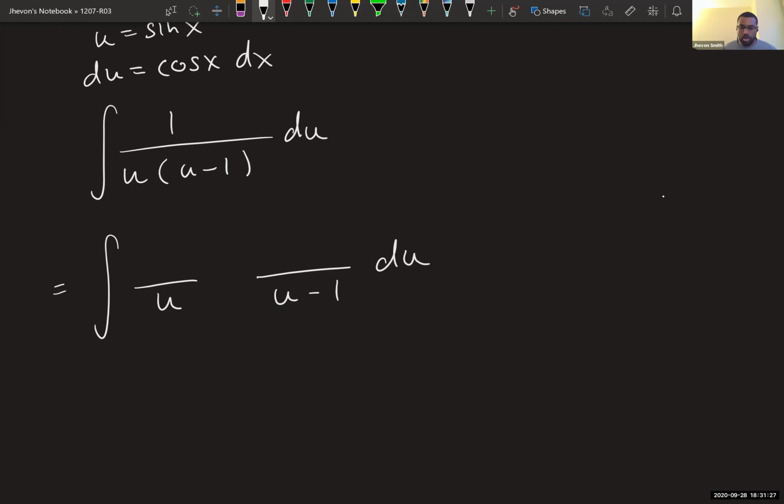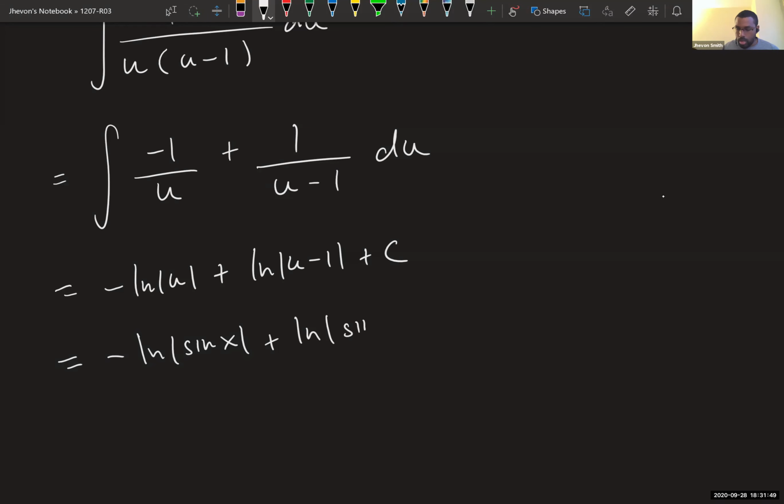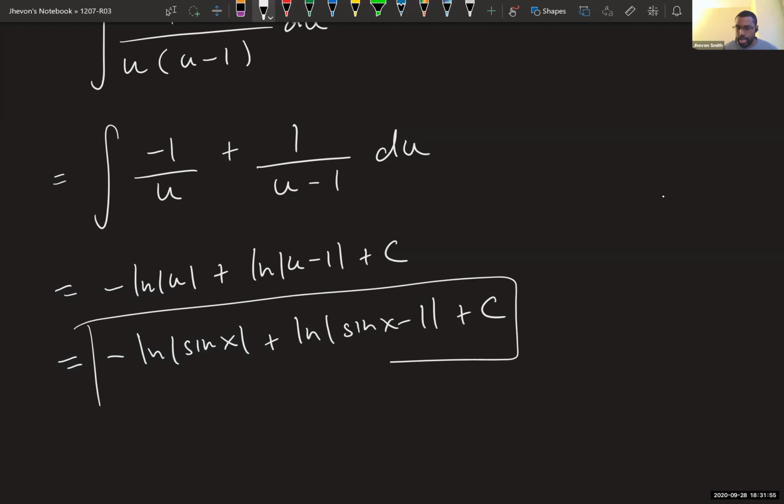Cover up the u, plug in 0, and cover up the u minus 1, plug in 1. The integral would be minus ln of u plus ln of the absolute value of u minus 1. And here our u was sine x. So if you had just jumped directly into partial fractions, what you'd realize is that your numerators would be constants. And then you'd end up having to integrate 1 over sine x. You'd actually get the wrong answer, because the integral of 1 over sine x isn't ln x.